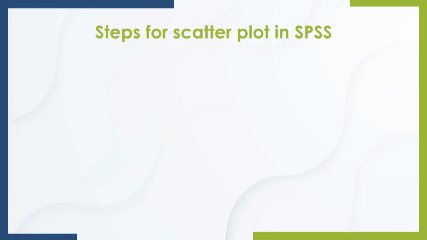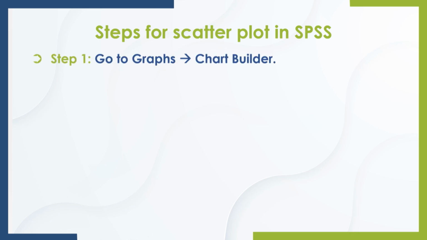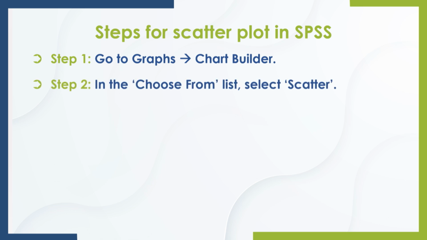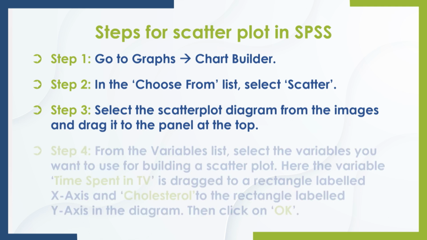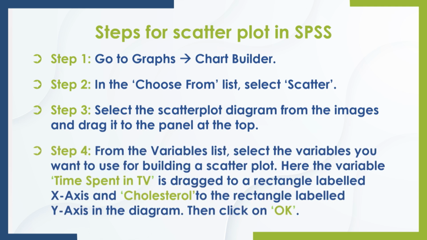Steps for making a scatter plot in SPSS. Step 1, go to Graphs, then click Chart Builder. Step 2, in the Choose from list, select Scatter. Step 3, select the scatter plot diagram from the images and drag it into the panel at the top. Step 4, from the variable list, select the variables you want to use for building a scatter plot. Here the variable time spent watching TV is dragged to the rectangle labeled x-axis and cholesterol to the rectangle labeled y-axis in the diagram. Then you click OK, and you will get the scatter plot in your SPSS output viewer.